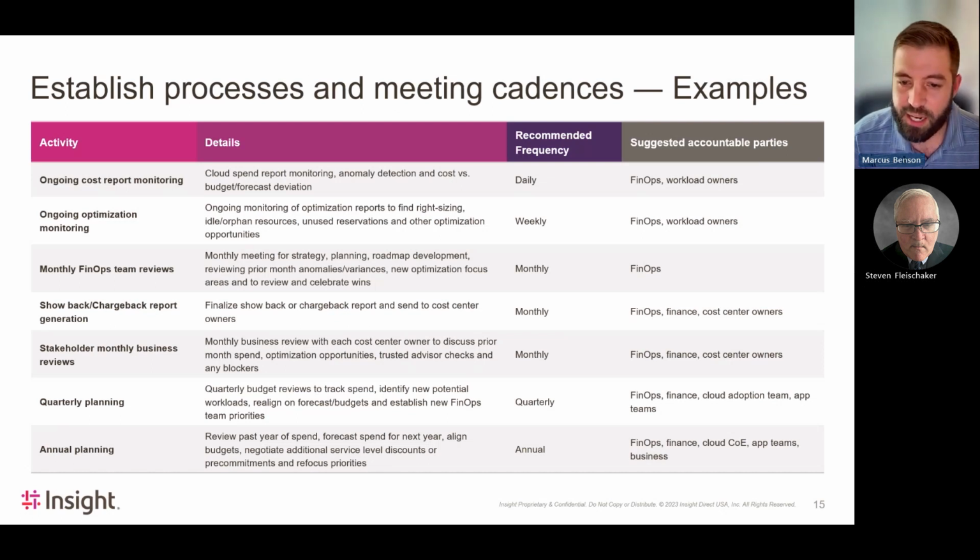Quarterly planning activities to do budget reviews, identify new potential workloads, realign forecasts and budgets based on that new information, and establish new priorities. And then annual planning reviews to look at that past year of spend, forecast for the next year, negotiate additional service level discounts, and look at additional pre-commits and other priorities that they may want to refocus.